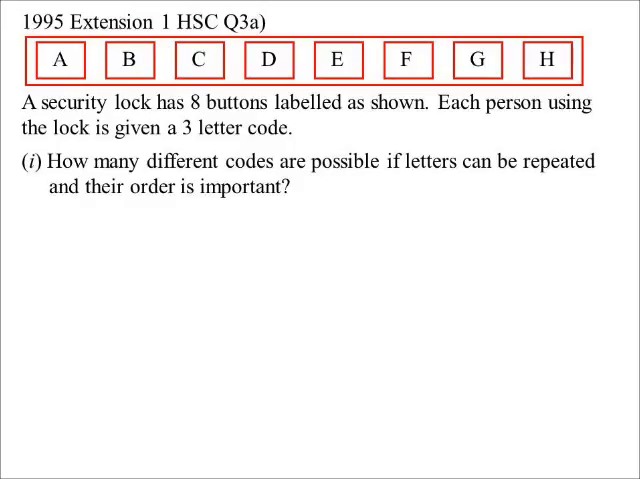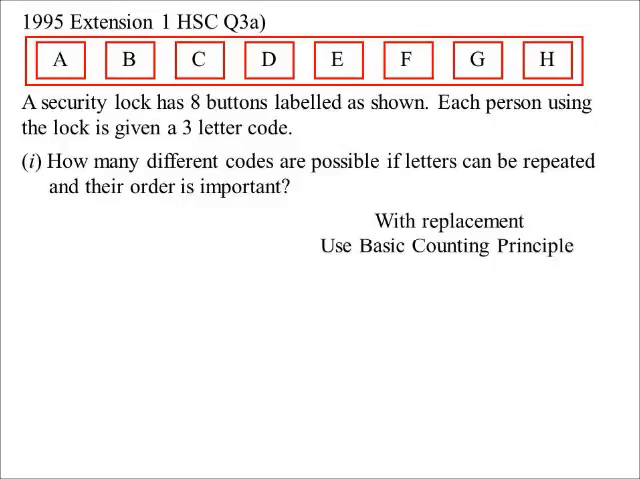All right, 1995, very old question now, isn't it? How long is that? 2021? Woo, 26 years ago. Got a security lock, 8 buttons, and there's a 3-letter code. The reason I like this question is because I think it covered all the different possibilities here. How many different codes are possible if letters can be repeated and their order is important? Now, as soon as they say can be repeated, it's not a permutation, it's not a combination, because it's like with replacement. It's just the basic counting idea.